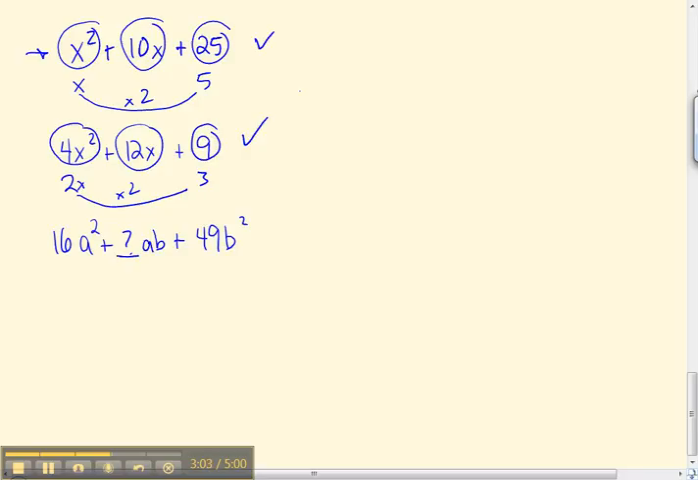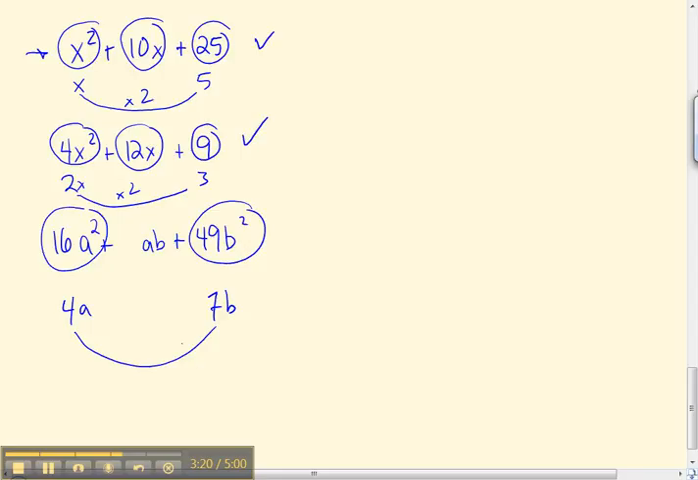This last one here, I haven't put a number in there, but we know what the perfect square should look like. In other words, the square root of 16a squared is 4a. The square root of 49b squared is 7b. So 4a times 7b is 28ab, times 2 would be 56ab. So if there's anything besides 56 there, like 58 for example, I can't factor it as a perfect square. That doesn't mean it's not factorable necessarily, but it can't be factored as a perfect square.